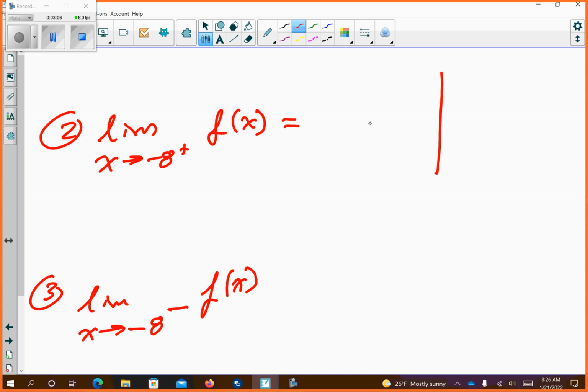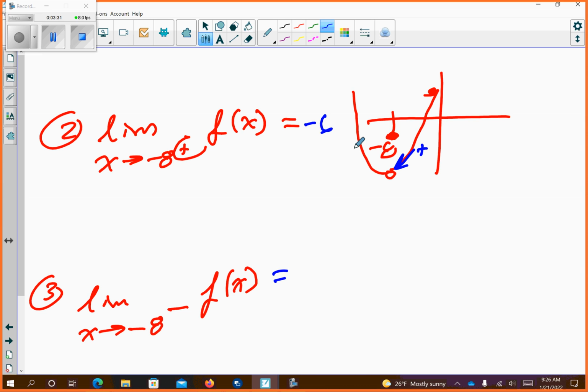So our graph at -8 does this. Something like that, I'm not perfect. And then we have that dot right here. So this one, coming from the positive side, is going to be -6. And then if I'm coming on this one from the negative side, that goes to -6 as well. So it's the same for both.